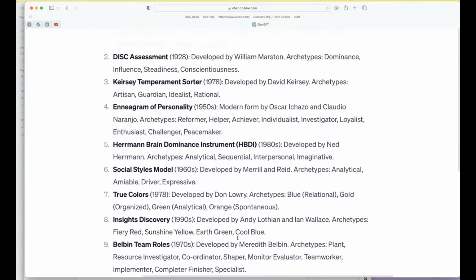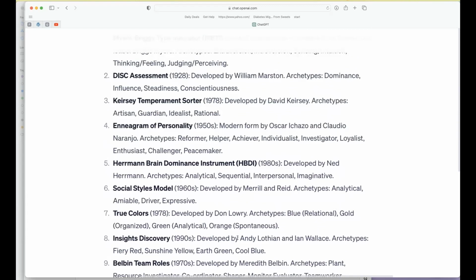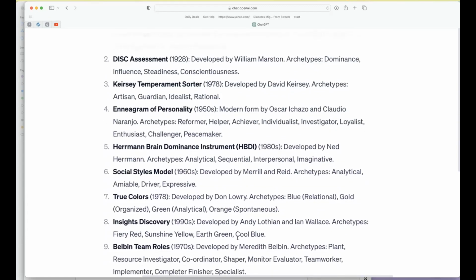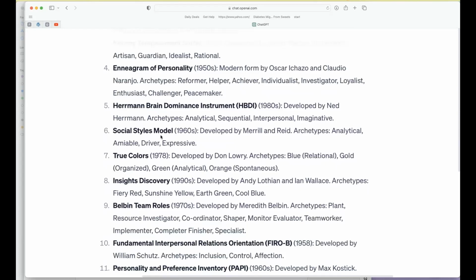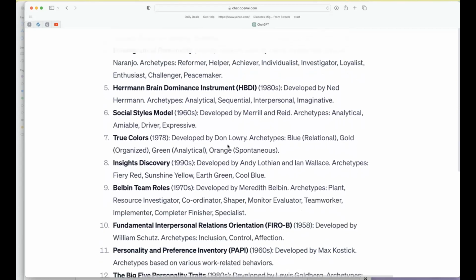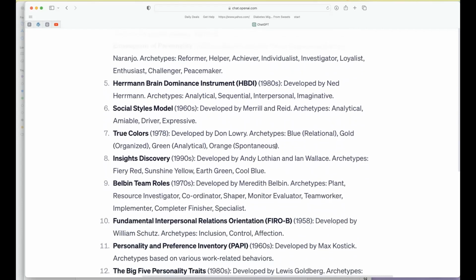I just couldn't. But when I said there's a driver energy, there's an amiable energy, no, that just kind of rolls off. So I think that's how we ended up choosing their language, their labels. Insights has fiery red, sunshine yellow, earth green, and cool blue.